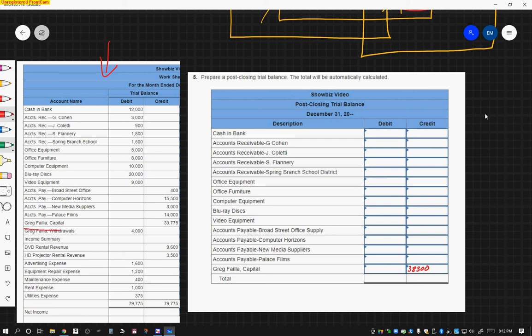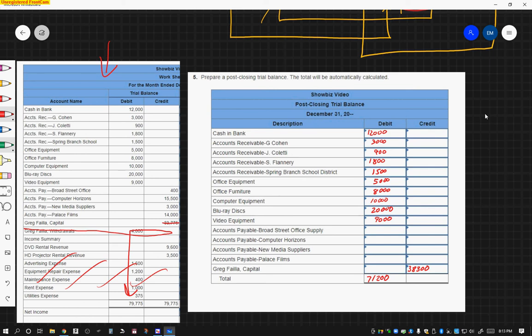Now, we do know that, number one, we don't have withdrawals. Anything with a temporary account, and that's everything from here down, is not going to be on the report. This number's been changed, and then that means everything else you see here is going to be listed accordingly. 12,000, 3,000, 900, 1,800, 1,500, 5,000, 8,000, and the 8,000, 10,000, 20,000, and the last asset is going to be 9,000. If you were to add up all of these numbers, all of the assets, you're going to come up with $71,200.